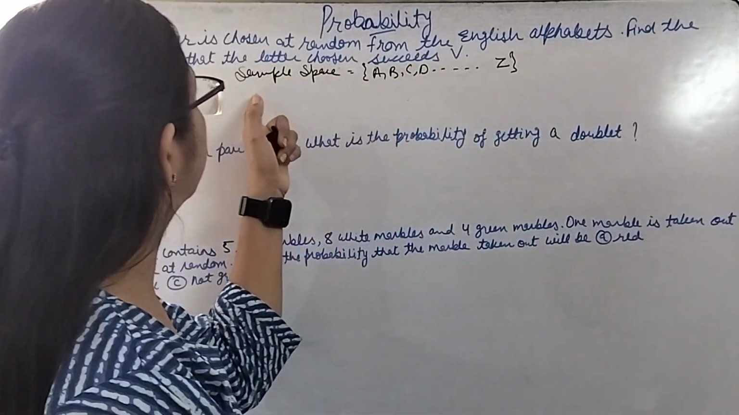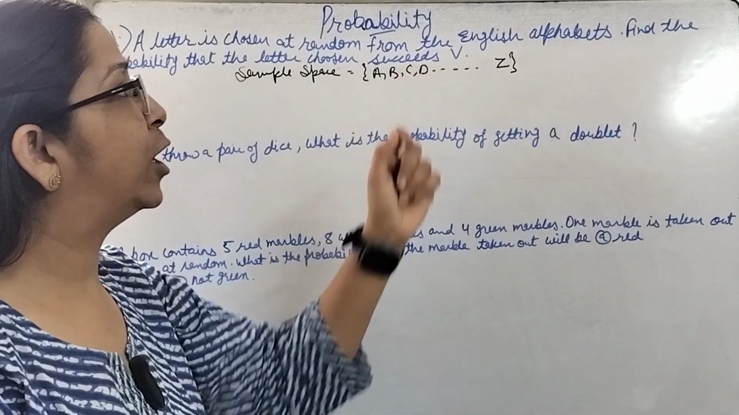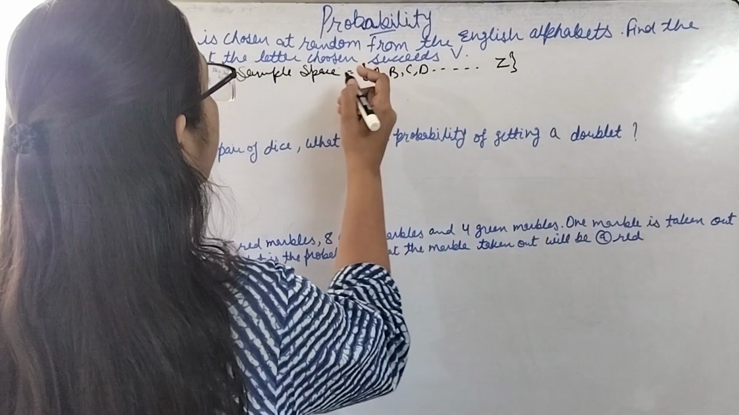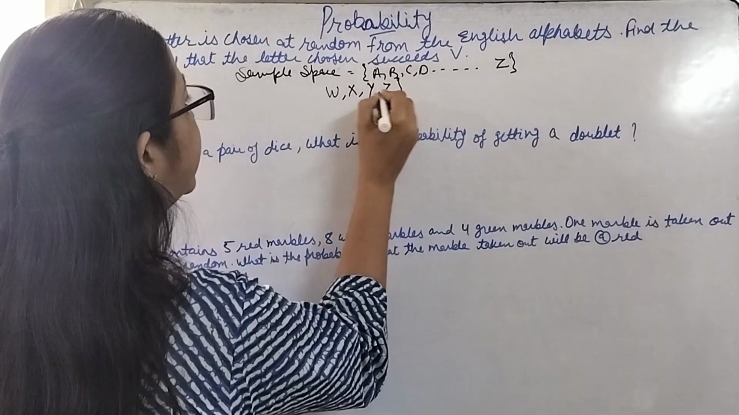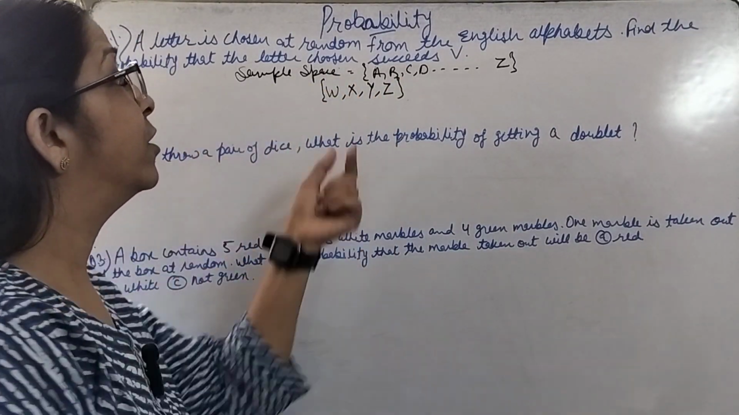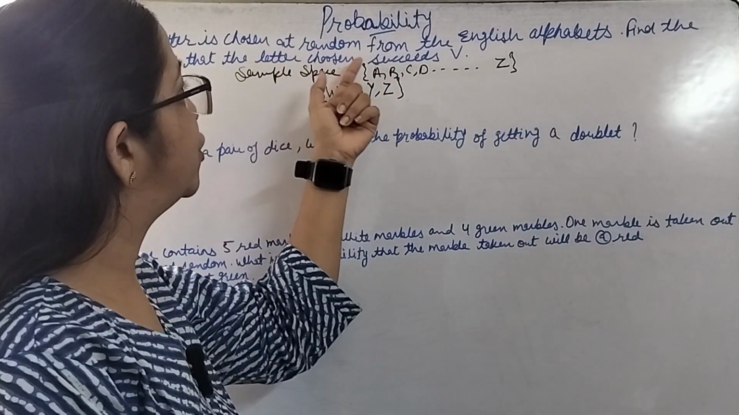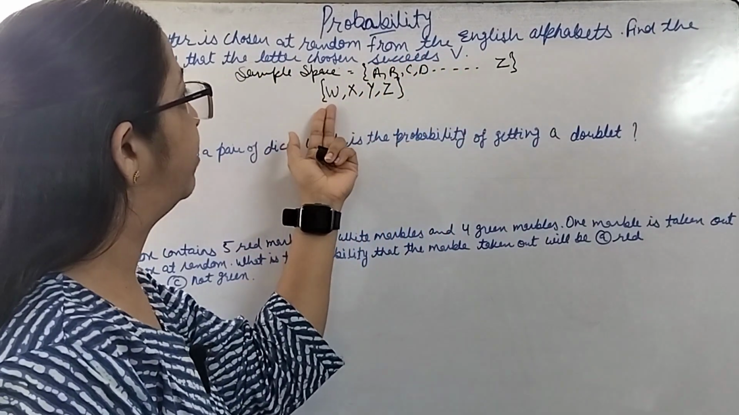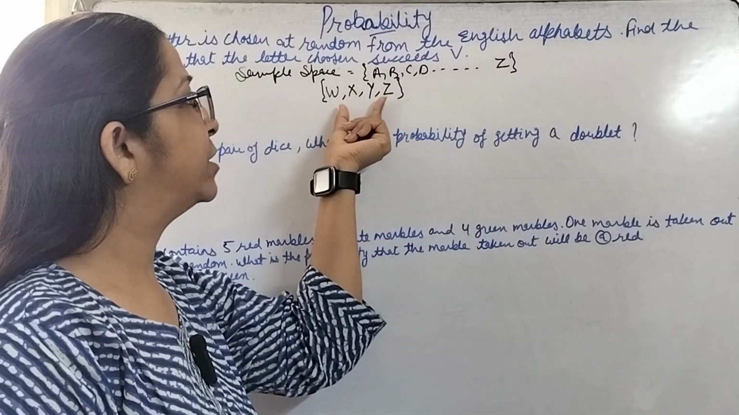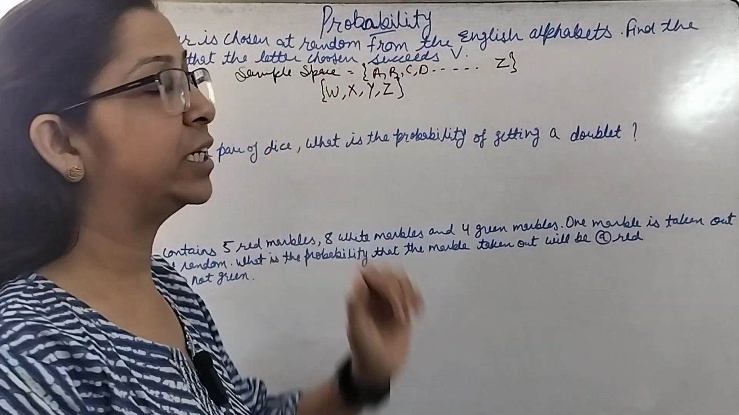Now the favorable outcomes are the letters that succeed V. So after V, how many letters are coming? W, X, Y, Z. These are the letters which are favorable for the condition. The event is the letter which is succeeding V. So the letters which succeed V are W, X, Y, Z. That means a total of 4 outcomes are favorable for the event.